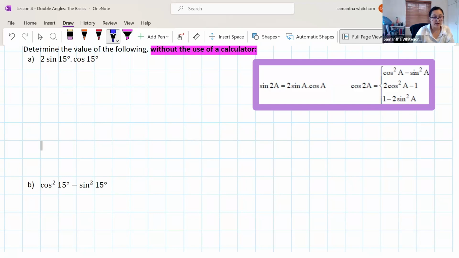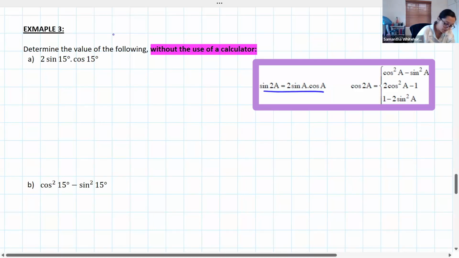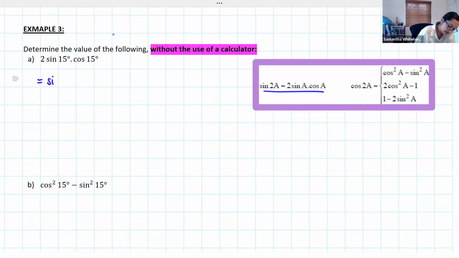All right, so if we have a look at the first one, we actually have 2 sine 15 times cos 15. So that's my sine double angle, which means that what I'm working with here is sine of double the original angle 15, which means I'm working with sine 30. Special angle, wonderful. I did speak about these the other day.